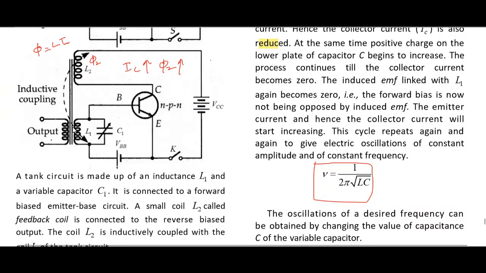Now this L1 and L2 inductive coupling induces a phase difference of 180, and the output in the common emitter amplifier is also out of phase. That is, there is a phase difference of 180. One phase difference of 180 is introduced by this transistor. Other phase difference of 180 is introduced by these inductors. So total phase difference is 180 plus 180, that is 360, means input and output are now in phase.